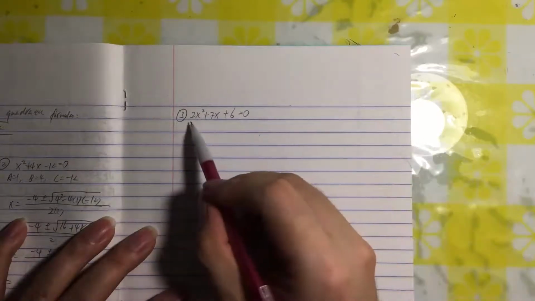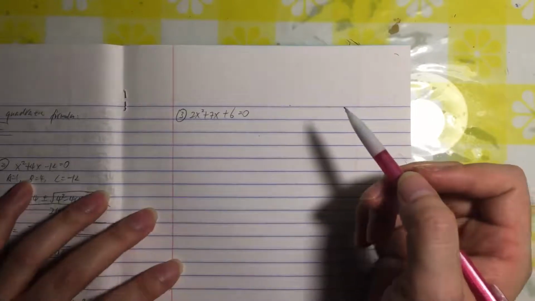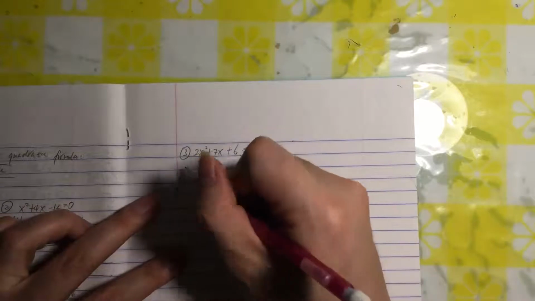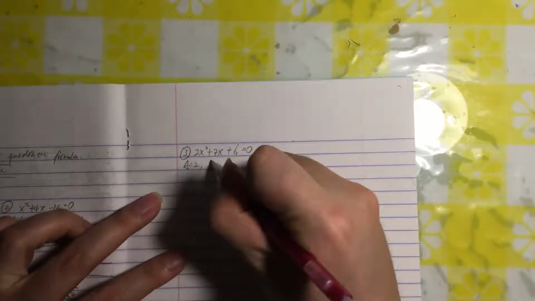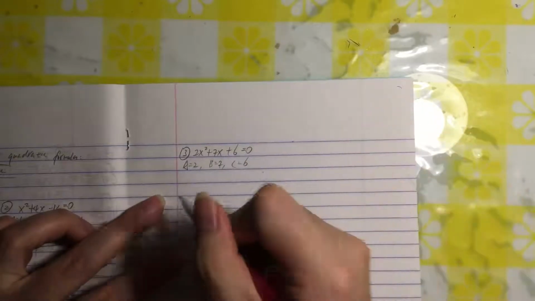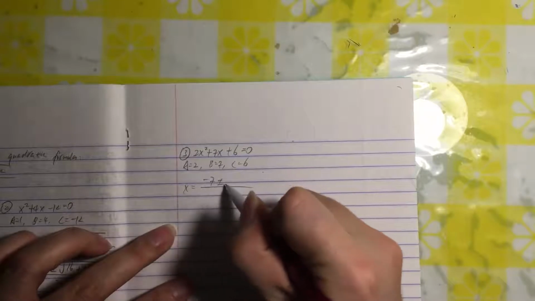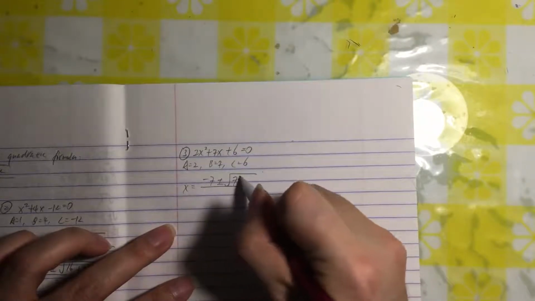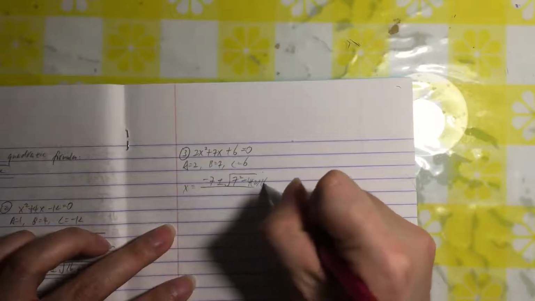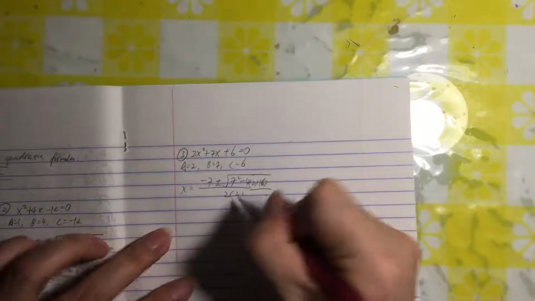Next example, 2x squared plus 7x plus 6 equal to 0. How can we solve this equation by quadratic formula? First step, try to recognize a, b, and c. Here a is 2, b is 7, c is 6. Plug in. x equal to negative b plus or minus square root of b squared minus 4ac all over 2a. Here a is 2.